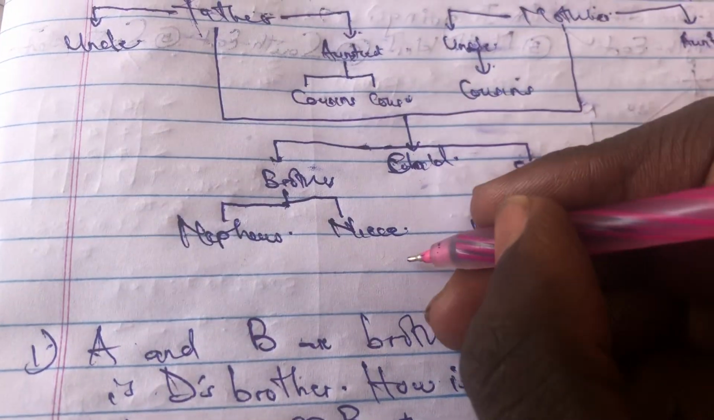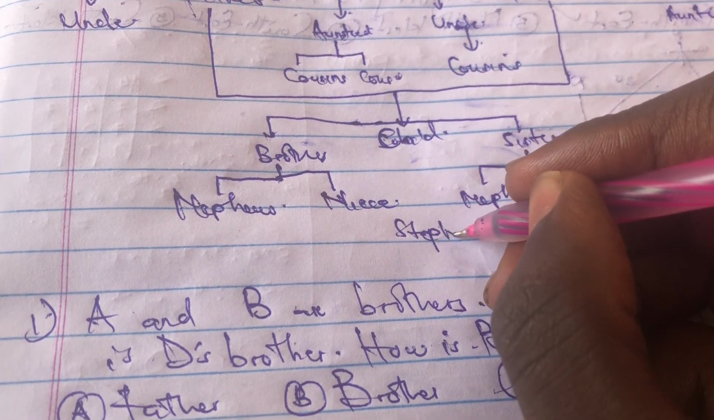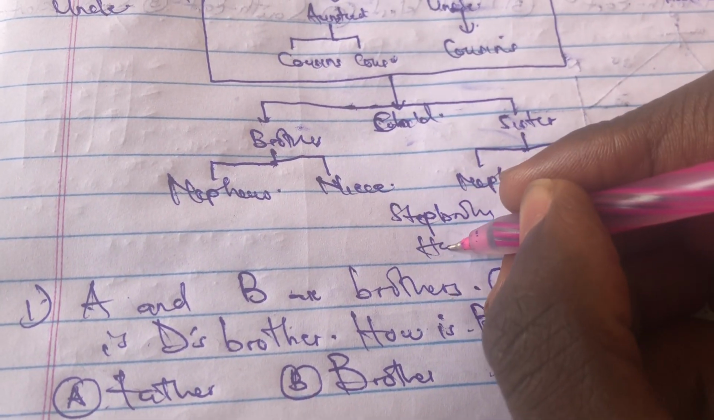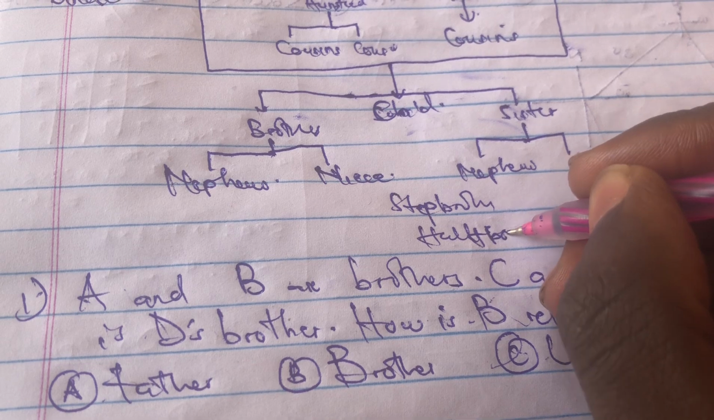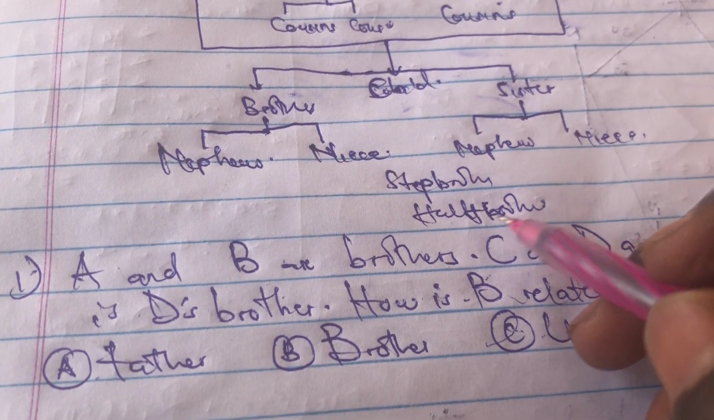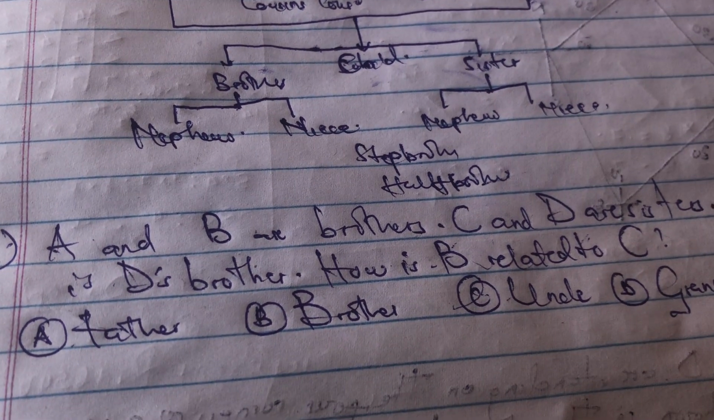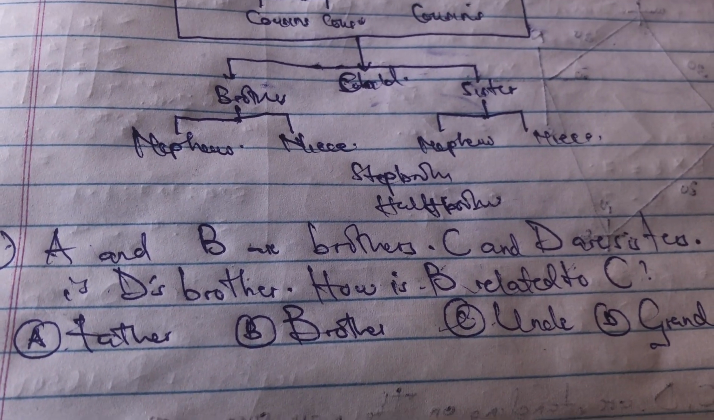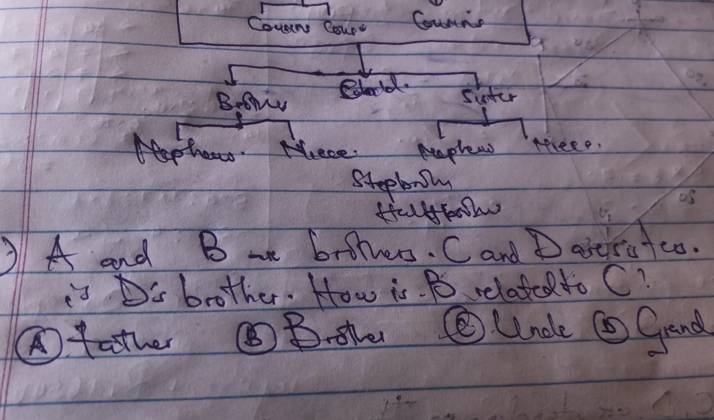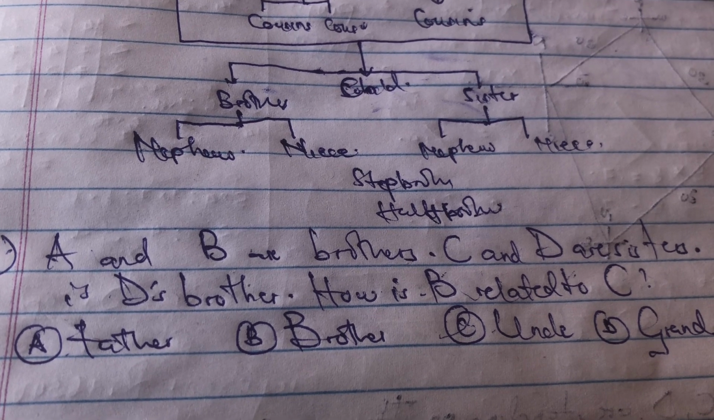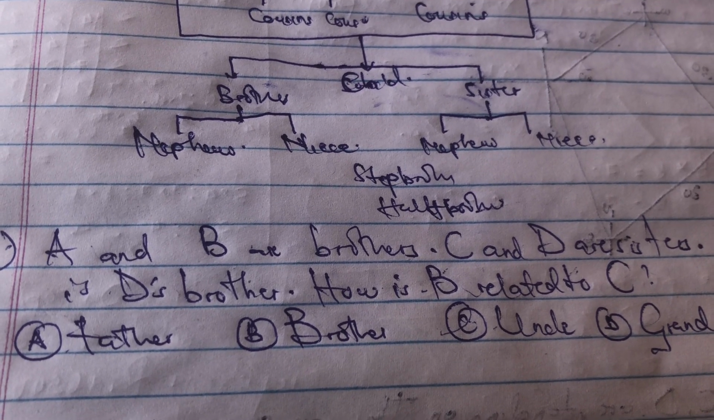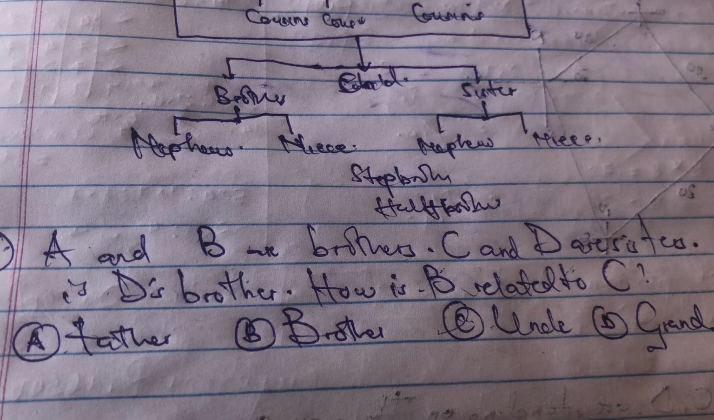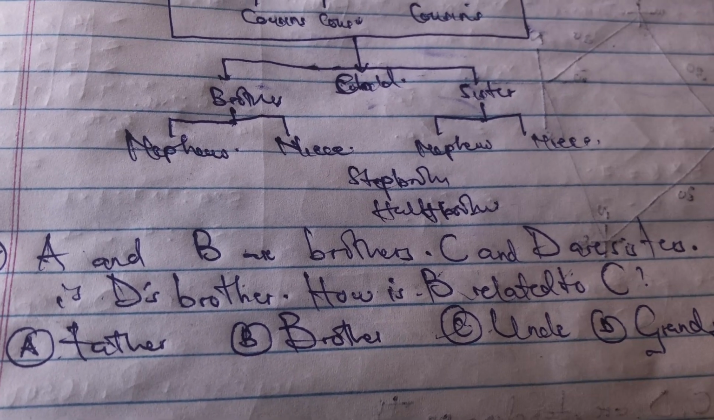So we have what we call stepbrother and half brother. You should know the difference. Half brother, this is a brother whom you share with either the father or the mother. While stepbrother can be like your father going out and marrying another woman. Their children are your stepbrothers or stepsisters, so they can be stepchildren.